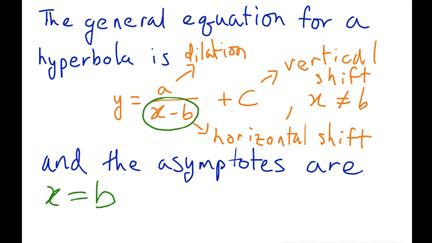If you look back on the slide before, that is a vertical asymptote. And because this fraction here can't be equal to 0, y can never equal c. So our other asymptote is y equals c.